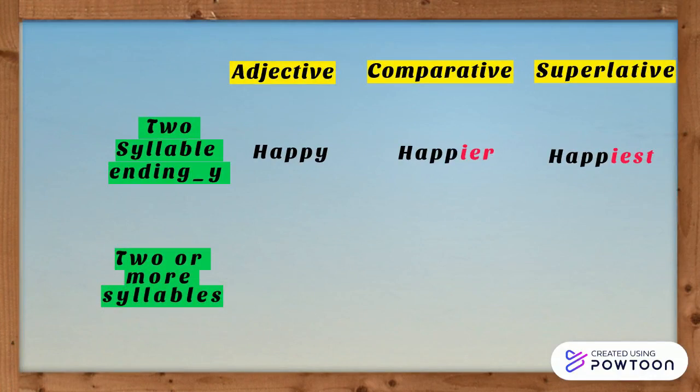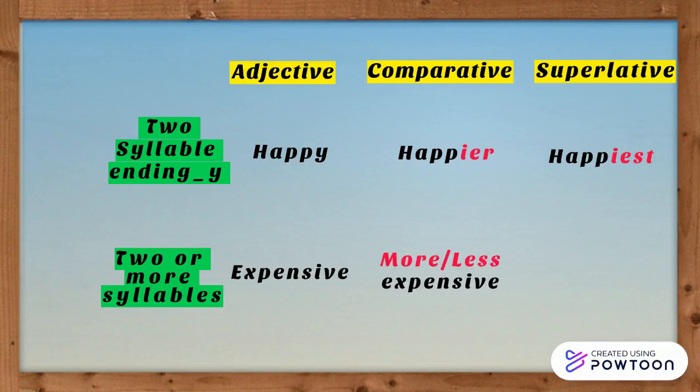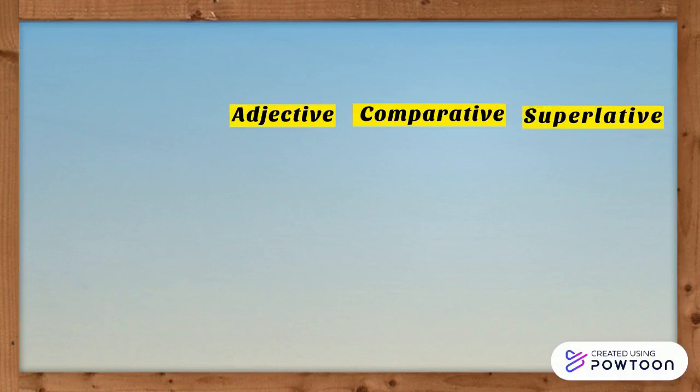Two or more syllable adjectives: expensive, more or less expensive, most or least expensive. And the final ones, we have irregular adjectives. For example, good, better, best.